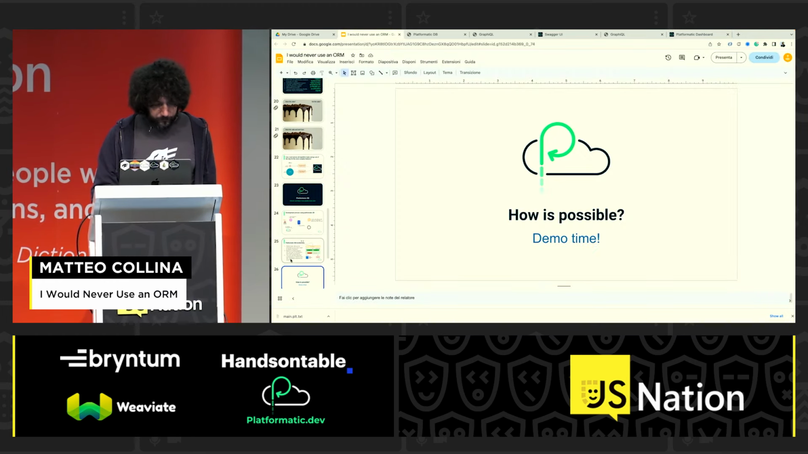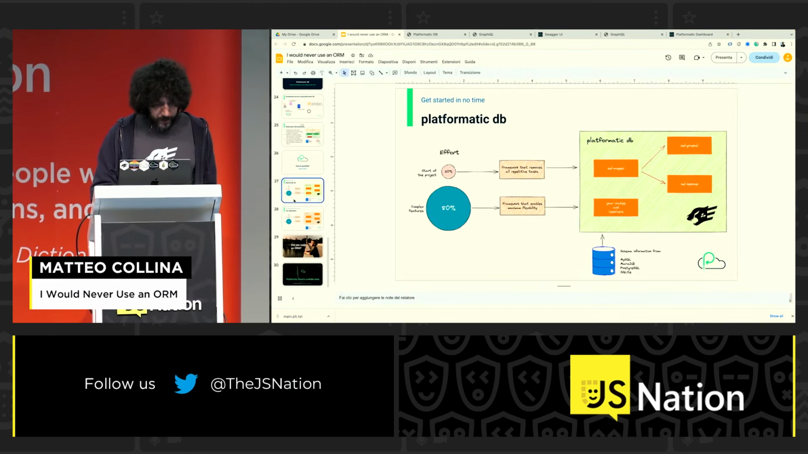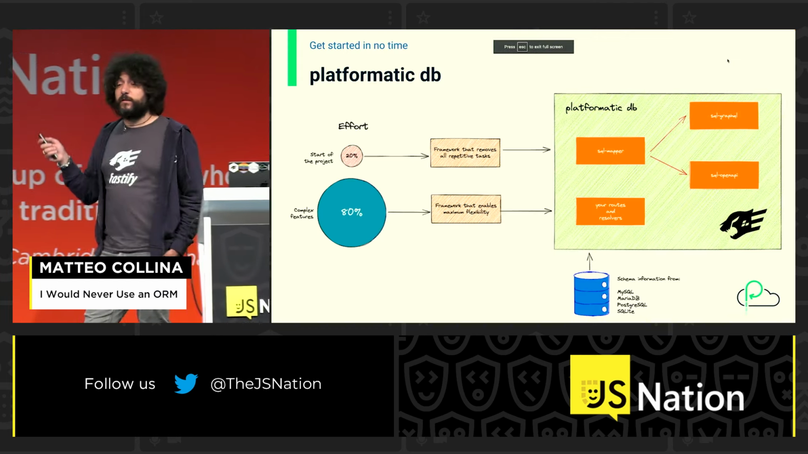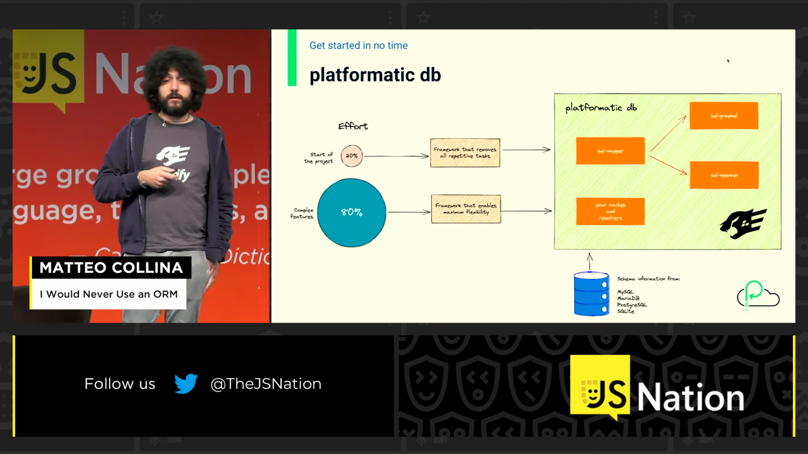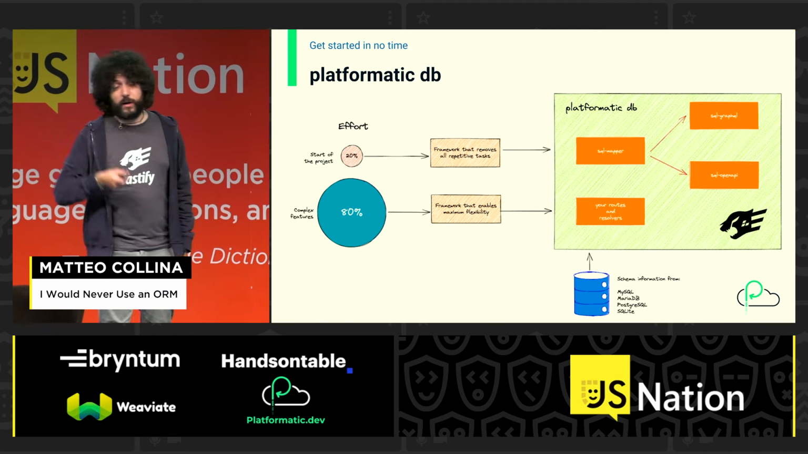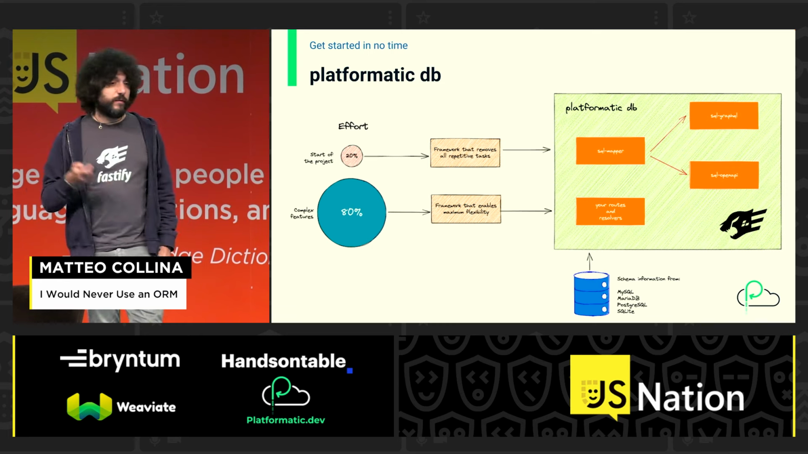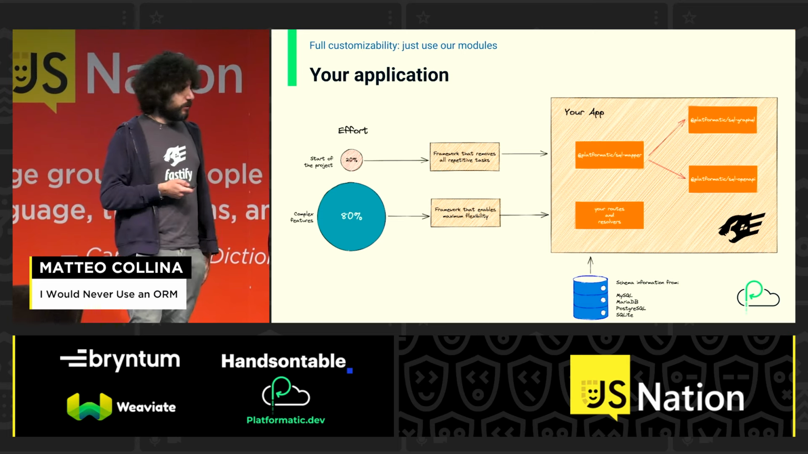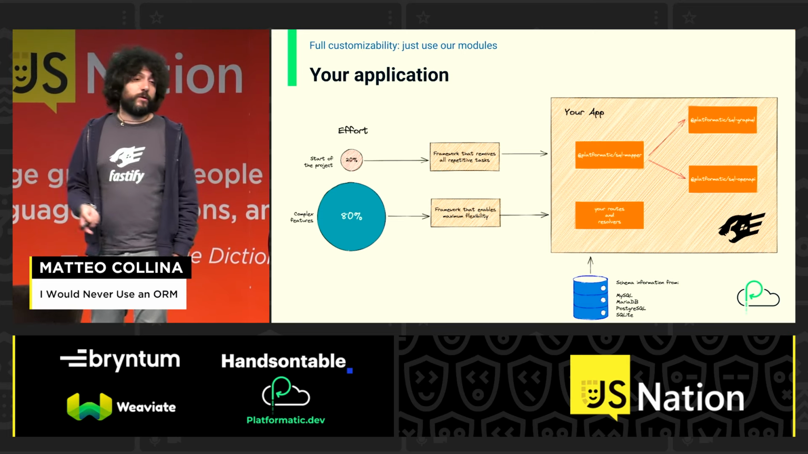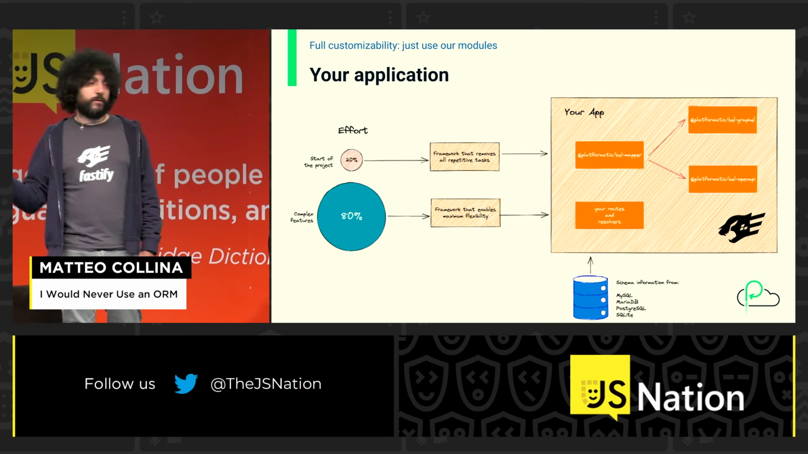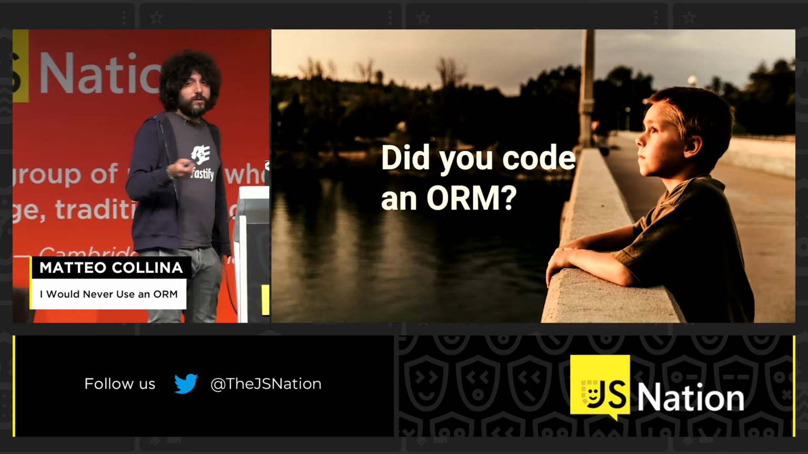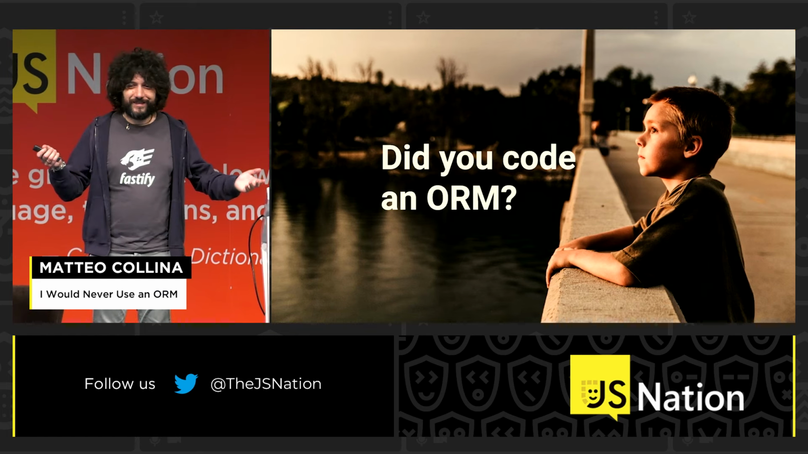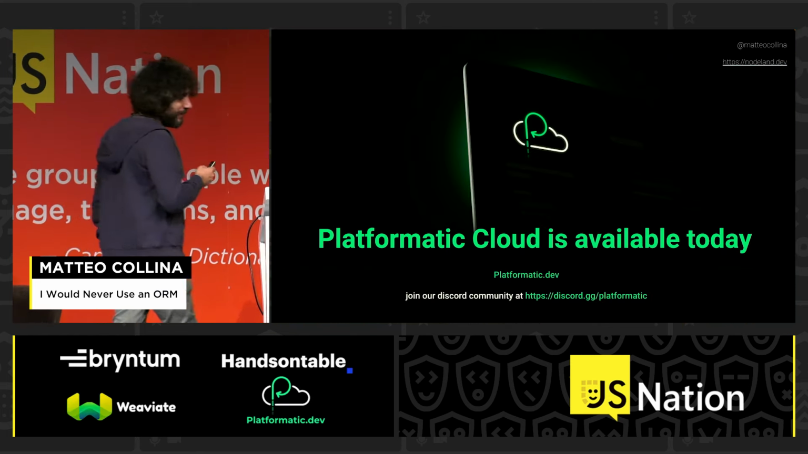So while we are at it, Platformatic DB is all built on top of Fastify. All of those are just Fastify plugins, so you can use them whenever you want. Very easy to test, very easy to write unit tests for. There are docs and guides for all of the stuff. And you can even use those plugins in your app if you want to. So you don't need to use our main runner or anything. So I have a question for you. Did I code an ORM? Okay, this is a fun one.